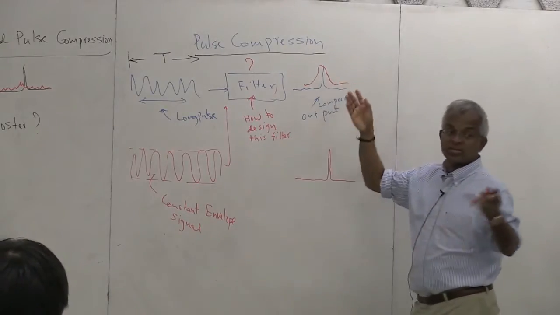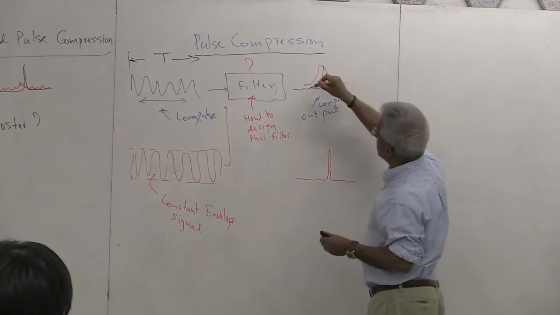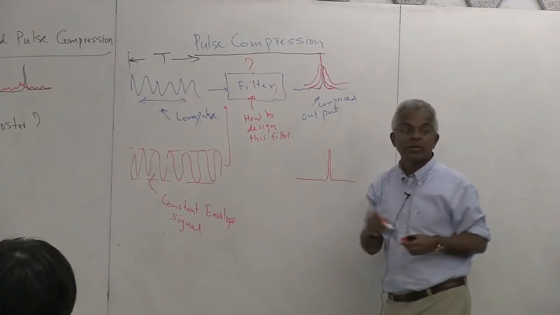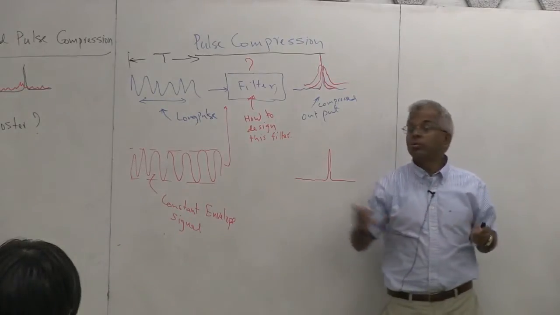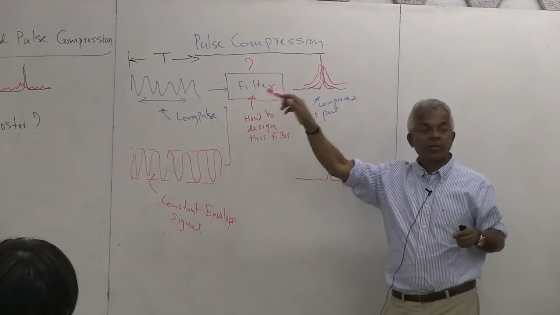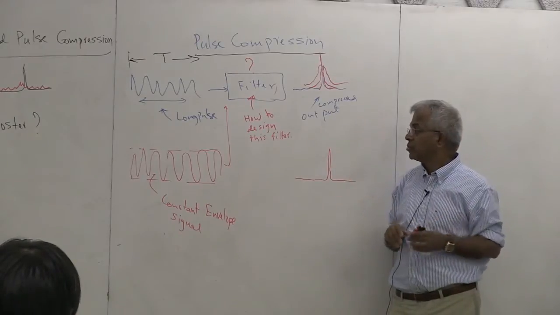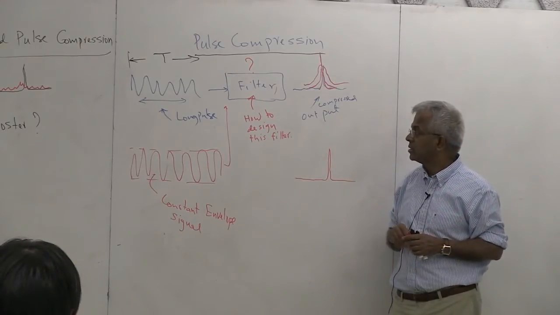And if you compress it, it's like the bound. You can always make a better compression. So I would say this is better. This is even better, right? So how do you design this filter for a given pulse? This is very important, especially in applications.